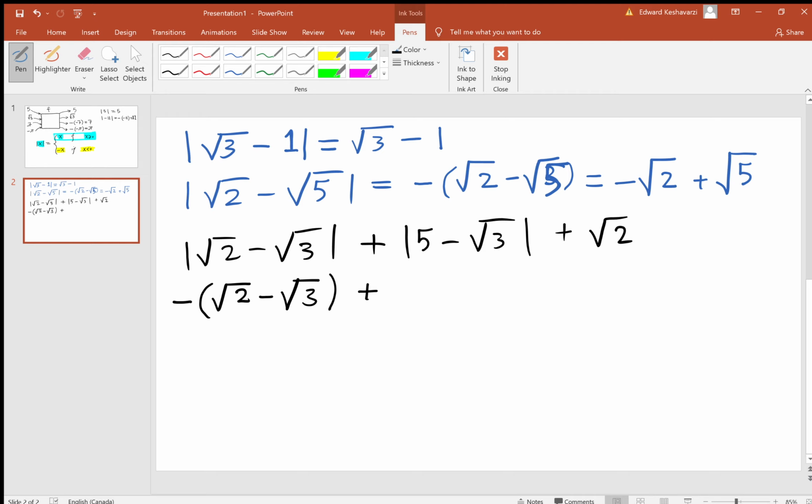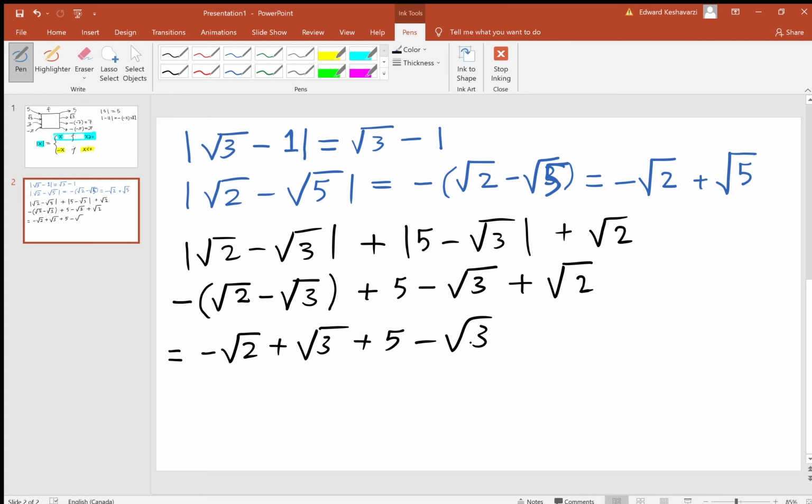If you look at the second absolute value, 5 is larger than the square root of 3, therefore inside the absolute value is positive. Therefore, that expression remains unchanged. And the square root of 2 is here. So let's apply distributive law, bring in the negative, so it becomes negative square root of 2 plus square root of 3. 5 minus square root of 3 plus square root of 2.